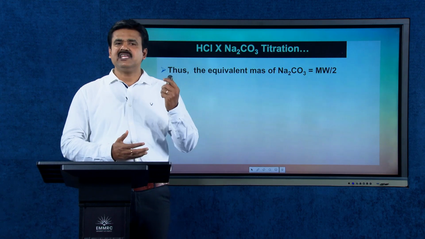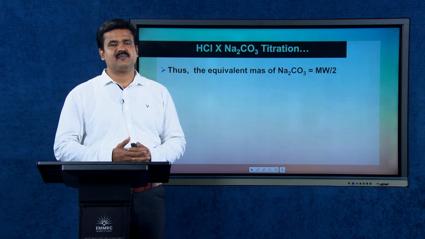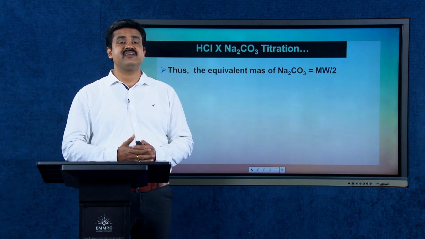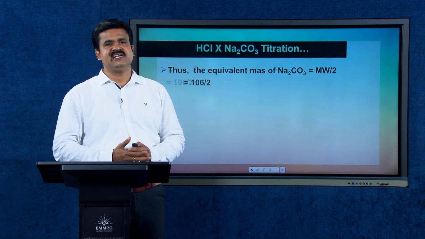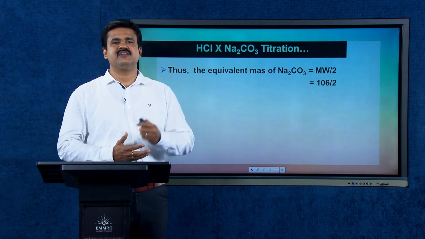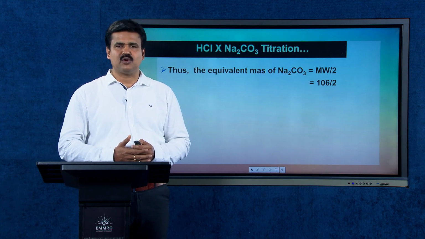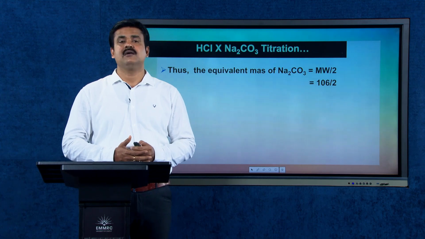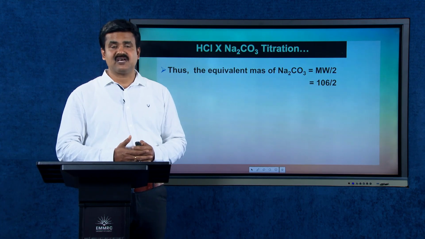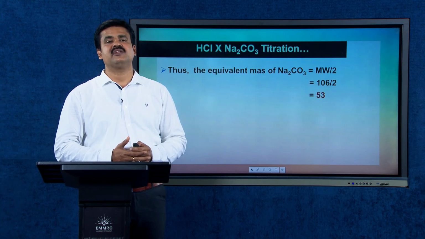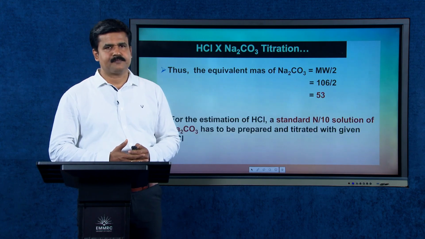Therefore, the equivalent mass of sodium carbonate must be molecular weight divided by 2. It is clear that the equivalent weight of sodium carbonate is 106, that is, the molar mass or molecular weight of sodium carbonate, divided by 2, and the equivalent weight is equal to 53.